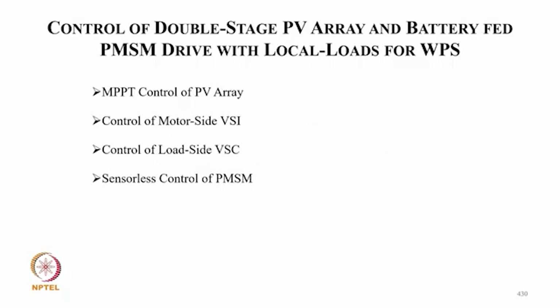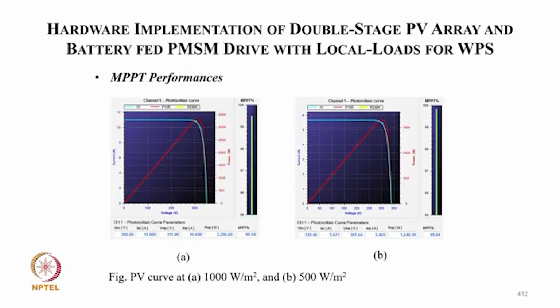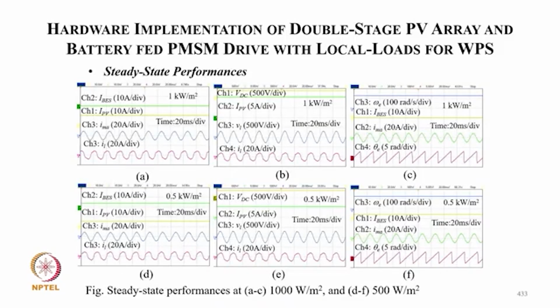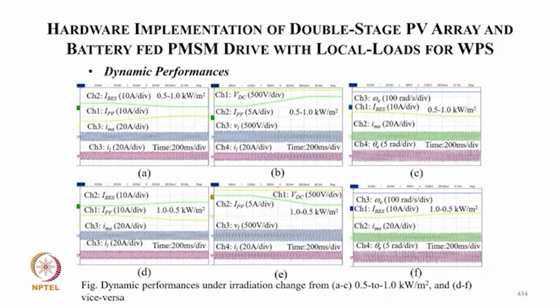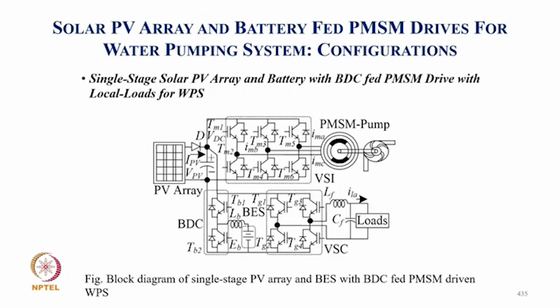And these are of course the MPPT control, the control of motor side, and control of load side. This is the experimental setup, and these are the MPPT performance at 1000 watt per meter square and 500 on the solar simulator. And this is the performance with the base current, PV current, motor current, and the load current. And then typically the position and different parameters, load voltage, load current, during the solar insolation increase and solar insolation decrease.